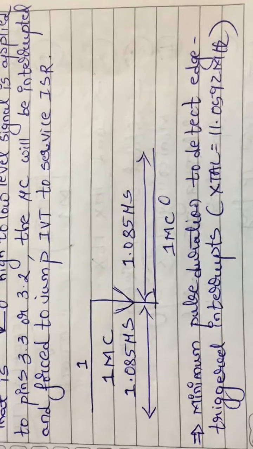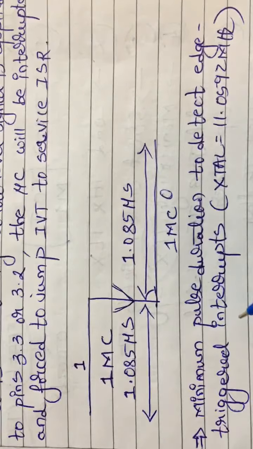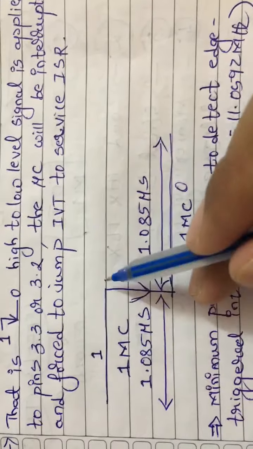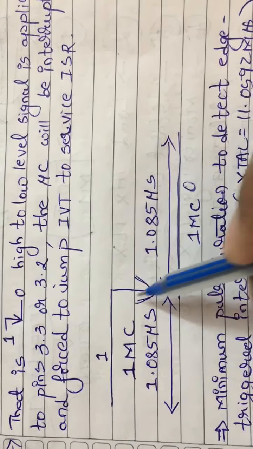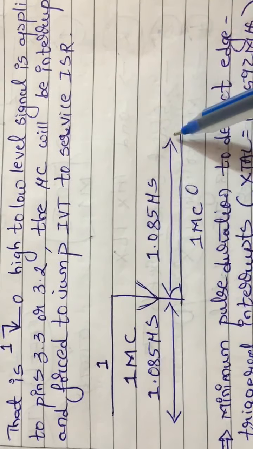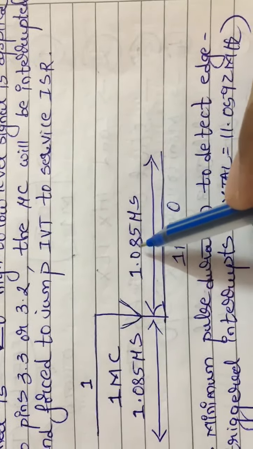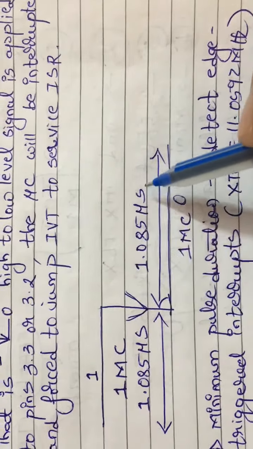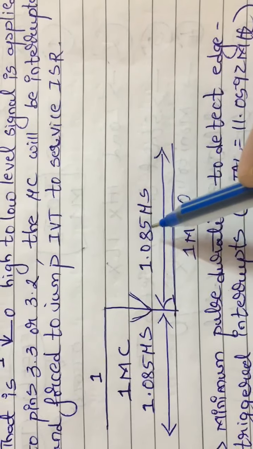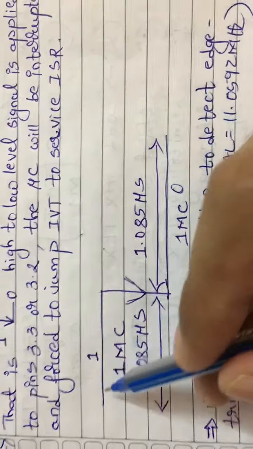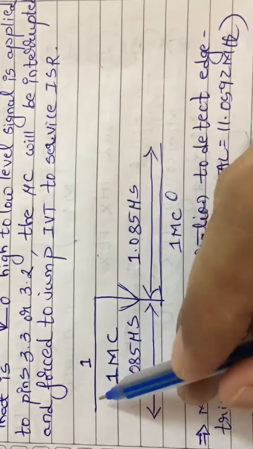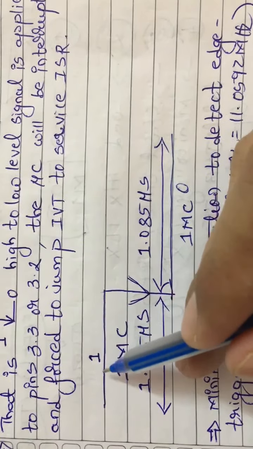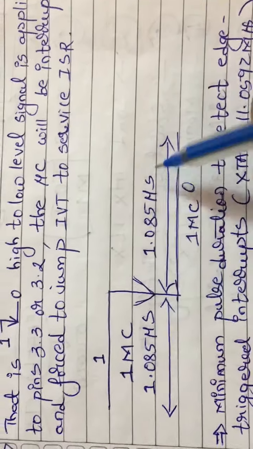And the minimum pulse duration to detect edge triggering is very simple. One machine cycle is needed, that is 1.085 microseconds. So this is the edge triggering interrupt. This is 1, this is 0. 1.085 microseconds is 1, and 1.085 microseconds is 0. So only this much minimum pulse duration is needed to detect edge triggering, that is the sampling value for 1 to 0.